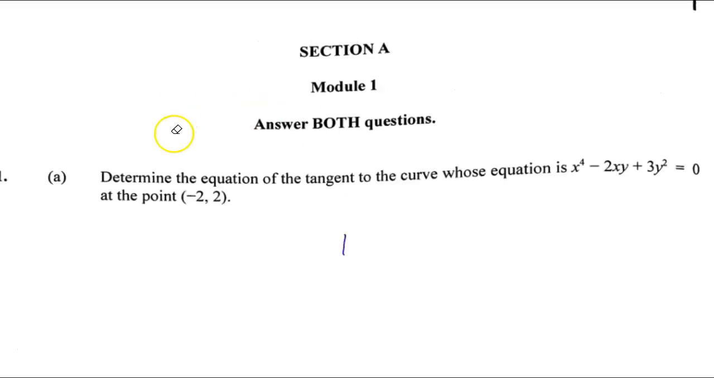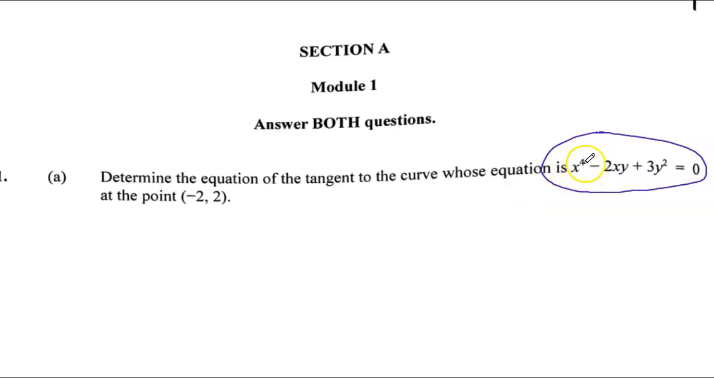Determine the equation of the tangent to the curve whose equation is, and we can see the equation there, and we're asked to find the equation of the tangent at the point minus 2, 2. But before we can find the equation of the tangent, we need to find the gradient of the tangent. So we need to differentiate this function, and of course it's an implicit function, so we have to find dy by dx, differentiating the function implicitly.